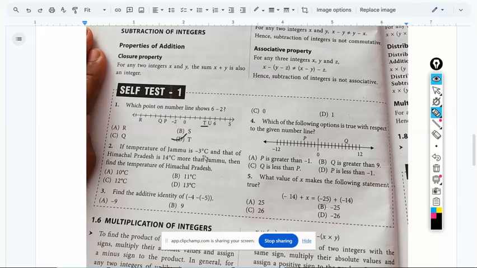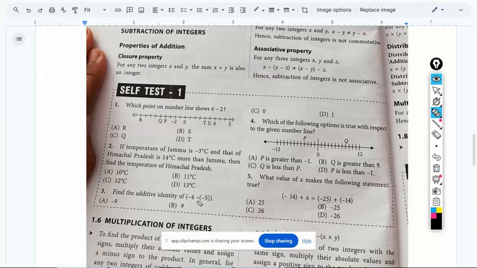If the temperature of Jammu is minus 3 degrees Celsius and that of Himachal Pradesh is 14 degrees Celsius more than Jammu, then find the temperature of Himachal Pradesh. As we know, the temperature of Jammu is minus 3 and Himachal Pradesh is 14 more than Jammu. So we are going to do minus 3 plus 14. Minus 3 plus 14 equals 11. Hence, the answer is 11.